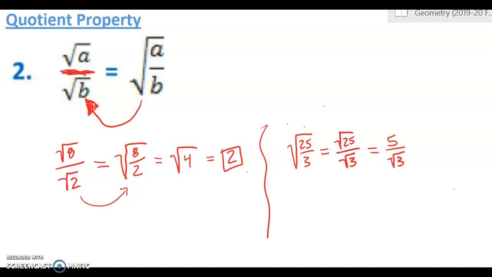So this leads us to the next, it's not a property, but it's something that we always do when we simplify radicals. Notice this answer right here, we've got a radical in the denominator, and most of the time we want to do what's called rationalizing. We want to rationalize this denominator, and what that means is get rid of the square root or any root in the denominator.